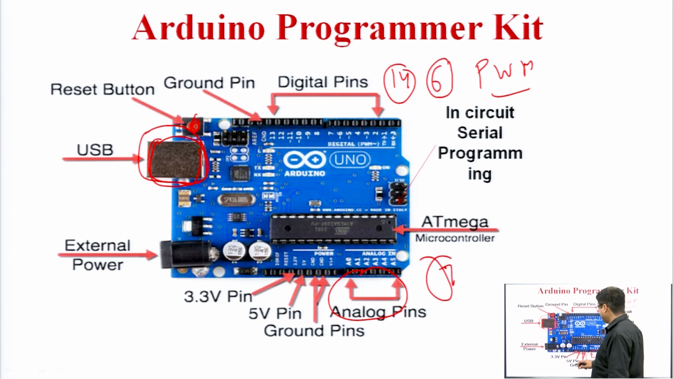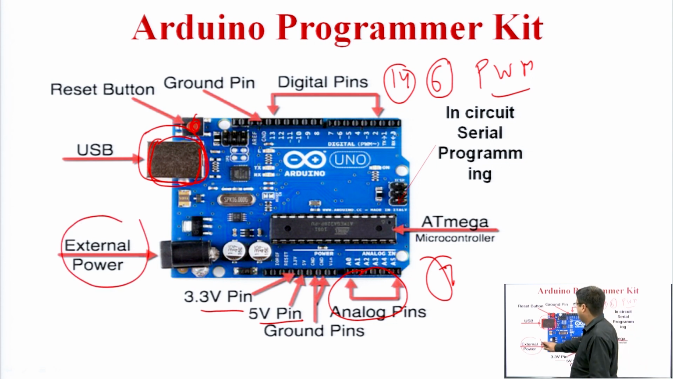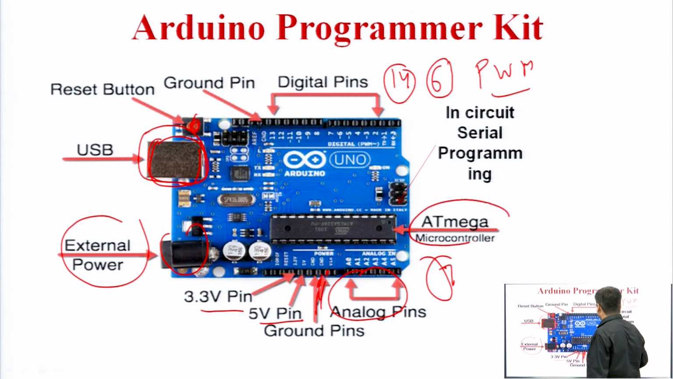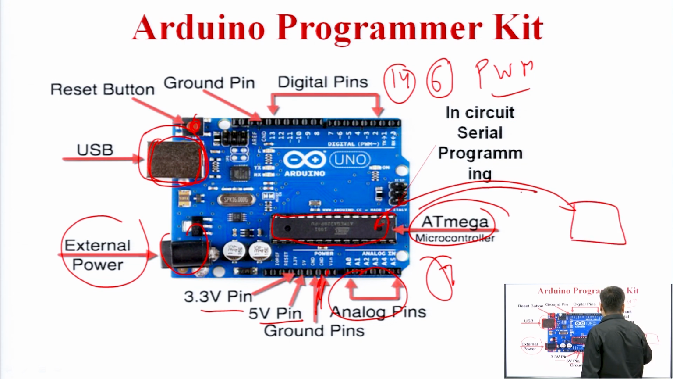It has a 5-volt pin. It has a 3.3-volt pin. External power can also be connected through this module, and it has ground pins. It has an 8-bit microcontroller. This is basically an 8-bit microcontroller chip, and the code can be burned into this chip through the IDE environment, and we need to connect a cable for this. There is an in-circuit programming kit, and there is an emulator as well.